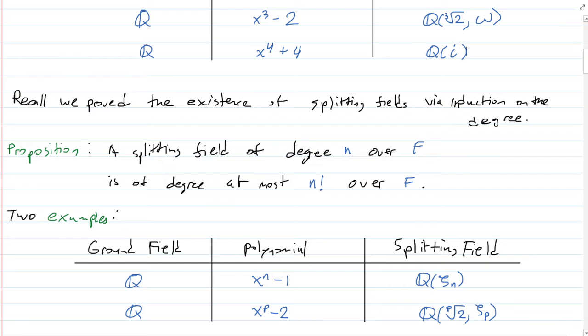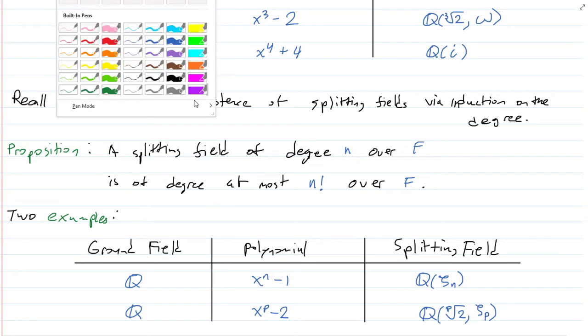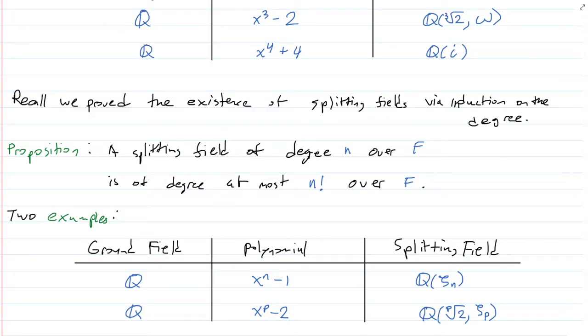And then we proved the existence of splitting fields. We proved the existence of splitting fields via induction on the degree of the polynomial. So we did this on Wednesday. We also have this proposition: a splitting field of degree n over F is of degree at most n factorial over F.